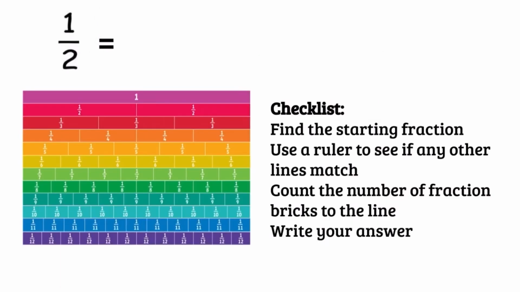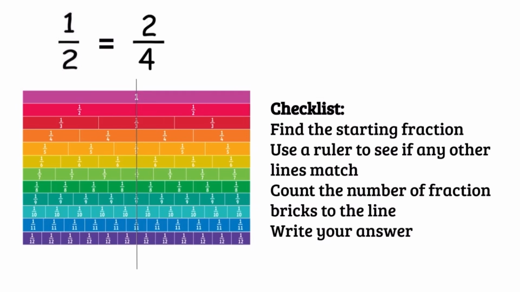So if we look at our fraction wall, let's see if there are any other equivalent fractions for half. So I find the starting fraction, and if you look, there on the pink line, on the second line down is my half. I draw a ruler on that line, and then I cast my eyes down and see if any of the lines match up with that ruler line. And if I cast my eyes all the way down to the quarters, I then have to count the number of fraction bricks to get to the line.